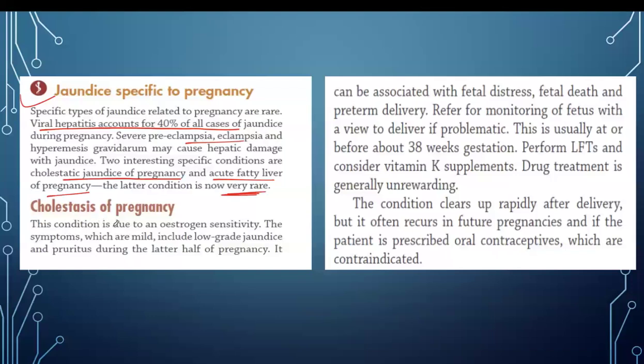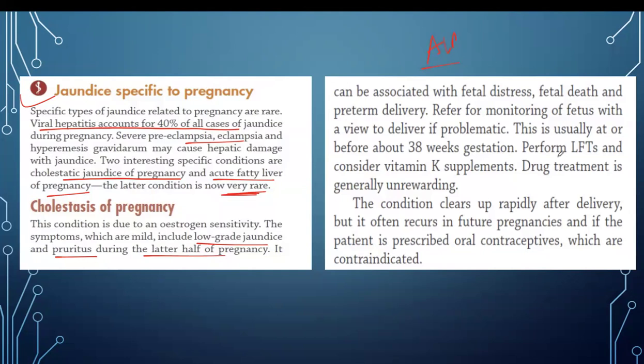So in these patients who are pregnant, they usually develop a low-grade jaundice and pruritus, which is itching, during the latter half of pregnancy. So usually second or third trimester. And if you check the liver function test, you will find out that their alkaline phosphatase, which is ALP, is very high. So ALP high in a pregnant patient, usually in the second or third trimester, with a bit of jaundice, that is cholestatic jaundice in pregnancy.